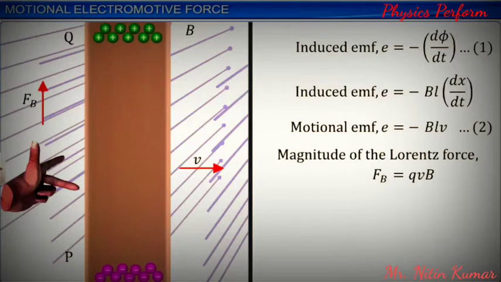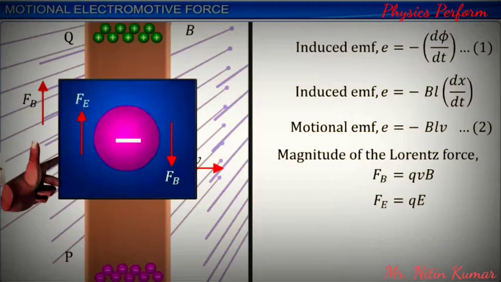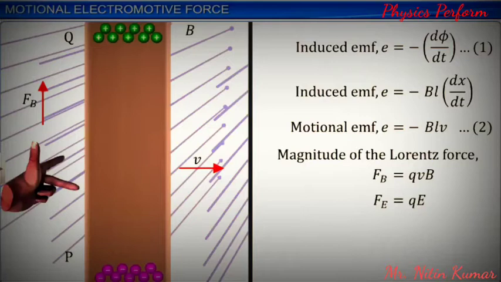An electric field is developed within PQ such that the electric field exerts a force FE equal to QE on each electron. In electrostatic equilibrium, the force FE will be equal to FB, and this buildup of charge stops. Since FE becomes equal to FB, we have QE equal to QVB. Simplifying, we get E equal to VB.